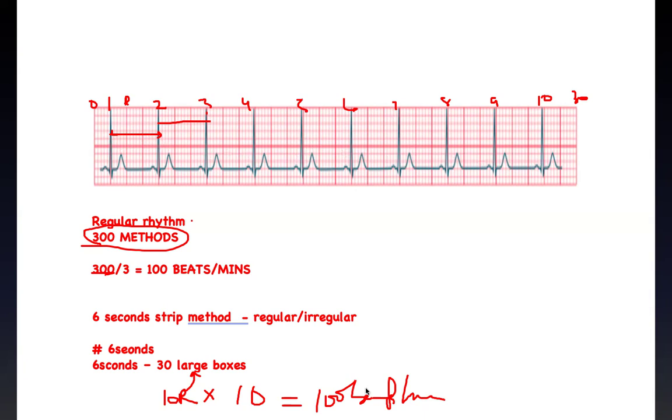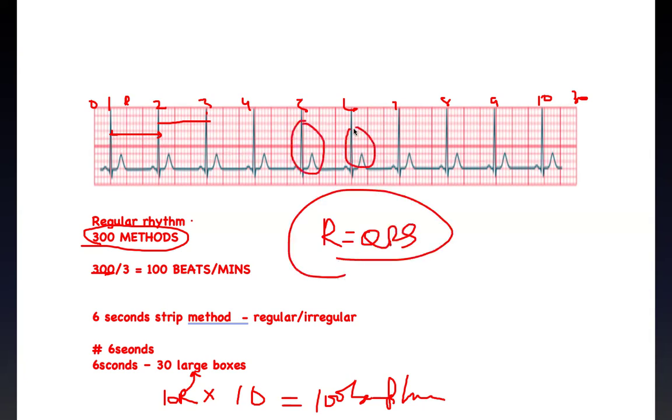If you worry about the R, you can say it's the same thing as the QRS complex, because you're just counting these numbers. That's all. QRS complex. This is the way to calculate heart rate.